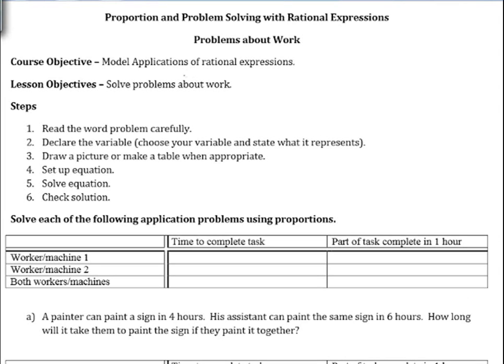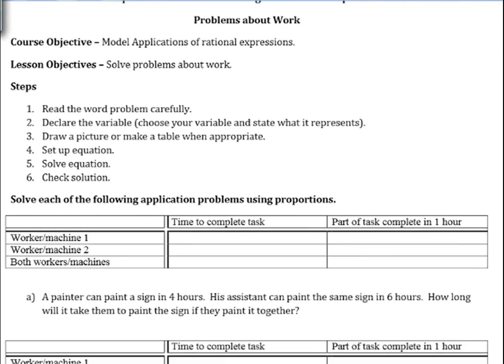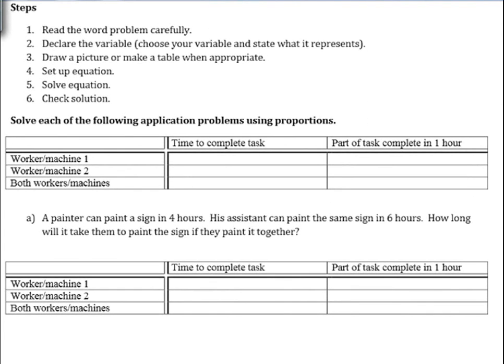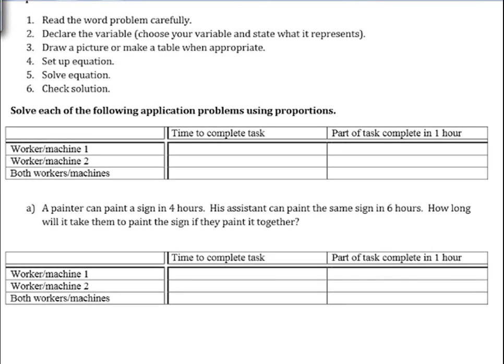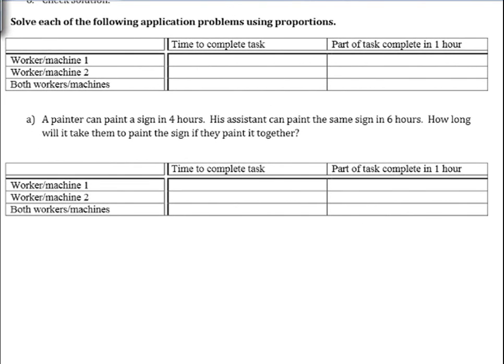This lecture is about proportion and problem solving with rational expressions, and all of the problems in this video will talk about work. Again, when you're doing any kind of word problem, the steps that you should follow are to read the word problem carefully, declare your variables, and draw a picture or make a table. In these word problems, it's really helpful to make a table, and then set up your equations and solve the equations, and then just double check to make sure that your answer makes sense.